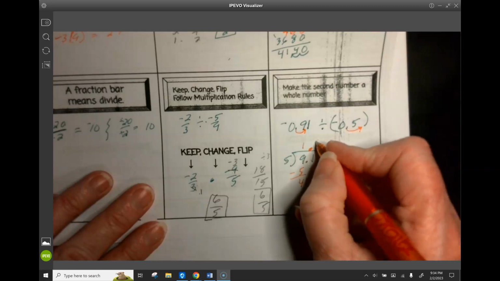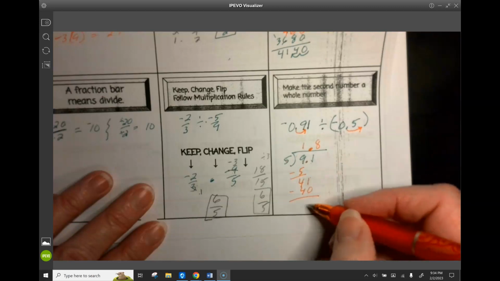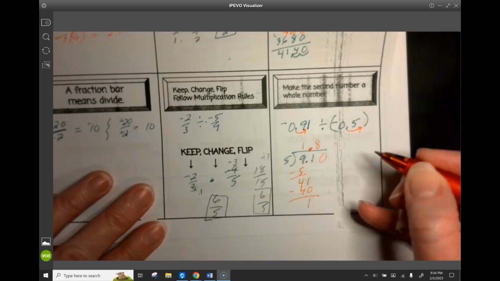And you're going to find that's going to be 40. Okay, now we're not done. We subtract, we get a 1. And you're going, I have no more numbers. Too bad. Put it in there.